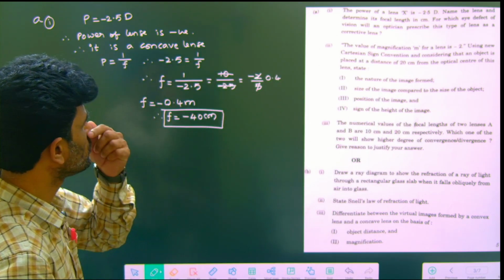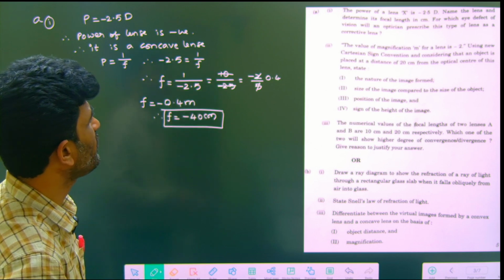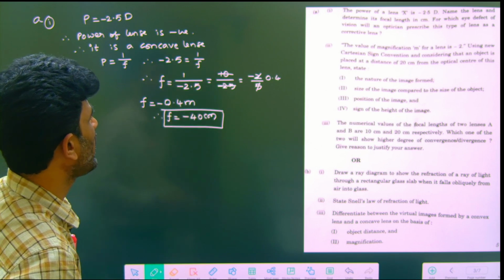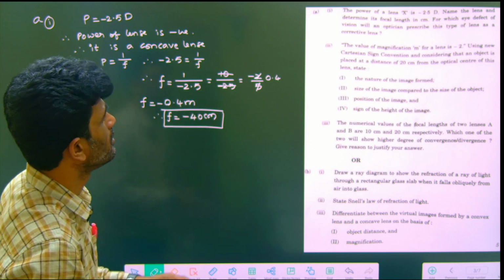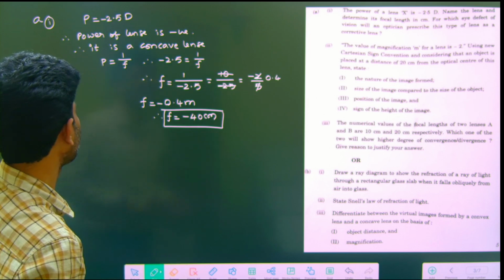So what they are asking to find now: for which eye defect of vision will an optician prescribe this type of lens as a corrective lens?